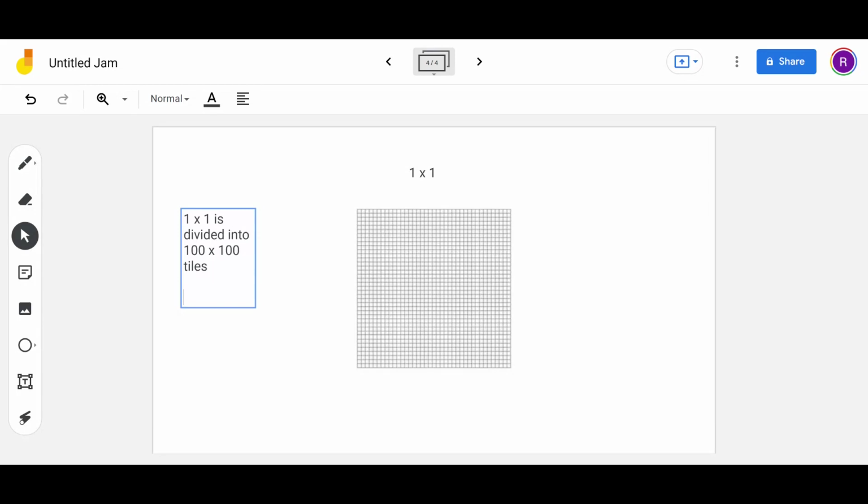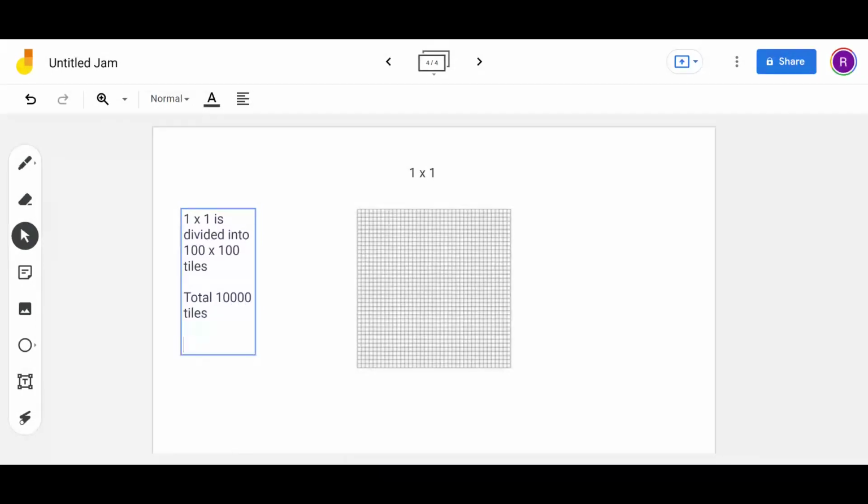How many tiles are there? 100, sir. Okay. How many rows are there? 100, sir. How many columns are there? 100. How many tiles are there in total? How many small tiles are there? There are 100 tiles in each column. 10,000 tiles. Total of 10,000.